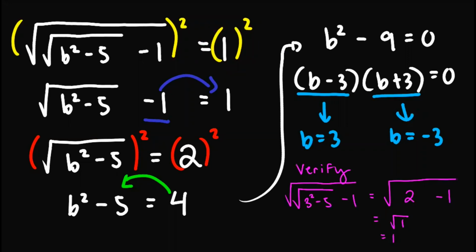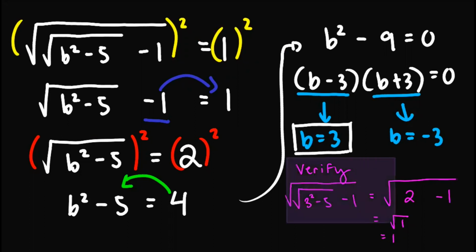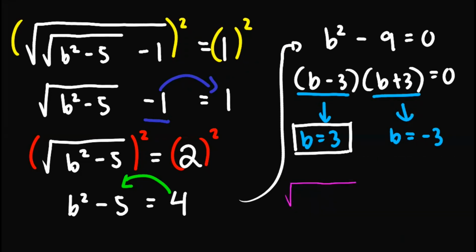So we have b equals 3 is correct, and you can verify by the same process that b equals negative 3 is also correct. So we have found our two answers for this problem. And that is how we solve radical equations.